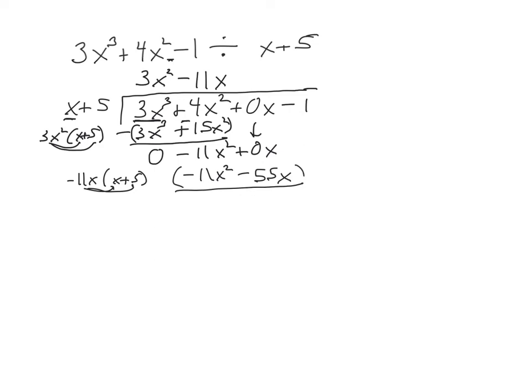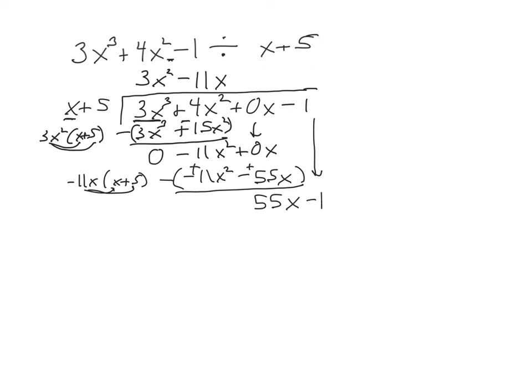Once again, I'm going to subtract the whole thing. If you add up this column with the negative 11x squared and add another negative 11x squared, you'll end up with negative 22x squared. But remember, the whole point is to get rid of those. So now I'm going to distribute the negative through. So that becomes positive. This becomes also positive, so I have 55x, and then I'm going to bring this down, minus 1.